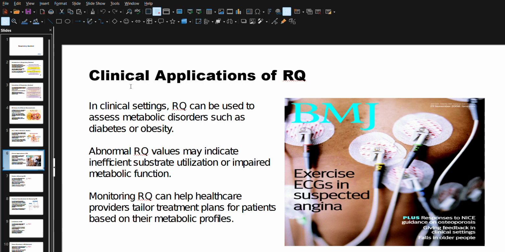So what are the different clinical applications of respiratory quotient? Respiratory quotient can be used to assess metabolic disorders such as diabetes, and obesity can also be assessed. Abnormal respiratory values may indicate inefficient substrate utilization and impaired metabolic function. So respiratory quotient values are very important to find out if any abnormal values or any metabolic disorders are there, such as diabetes or obesity or any other conditions.